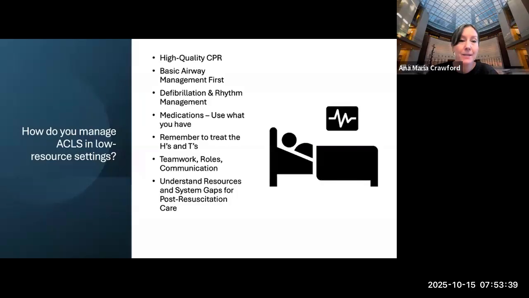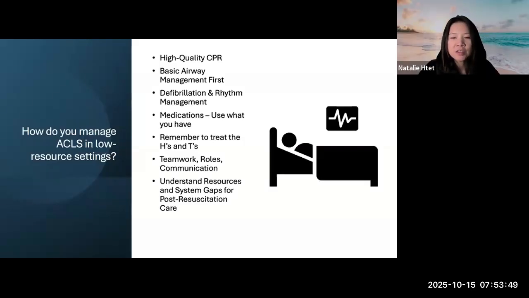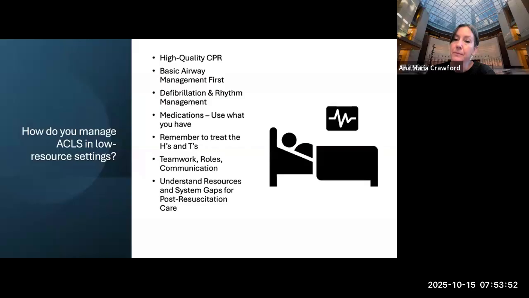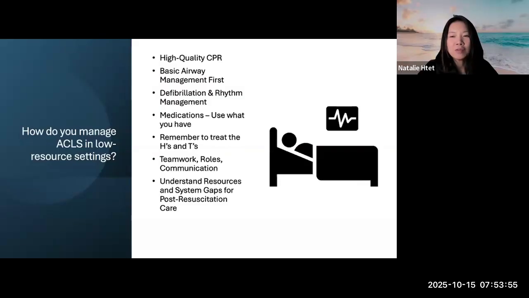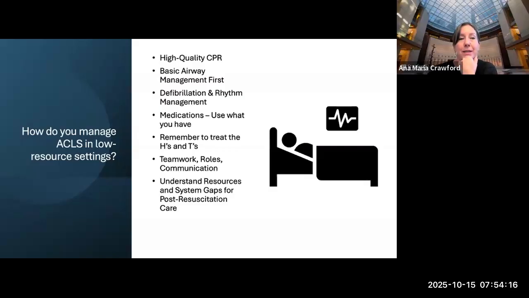What about access to give those medications? Dr. Tett, do you have any recommendations on how to get IV or IO, or what would you use first? So people have studied this, and I think whatever you can get quickest, that's the goal. If you can establish an IO access, that's often quicker in evidence-based medicine. And if you don't have an IO tool, IV is okay as well. The next one says, remember to treat the H's and T's.